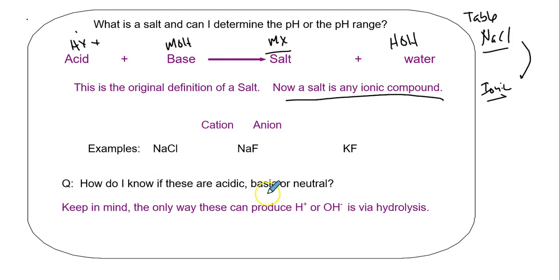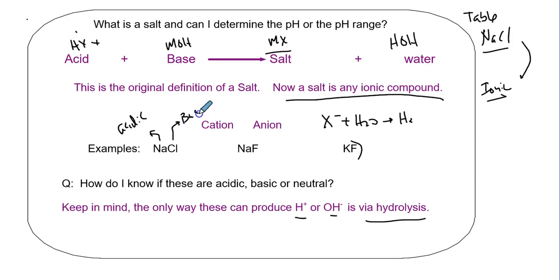So how do we know if these guys are acidic, basic, or neutral? Keep in mind, the only way these things can produce H plus and hydroxides is via hydrolysis. So you might think to yourself, how can these things even produce H plus ions? Well, it's hydrolysis, so this is pretty straightforward. Now, the anion is a little easier to see, which is just X negative plus H2O yields HX. So the cation has the ability to be acidic, and the anion has the ability to be basic, and that's going to show up here in a moment.